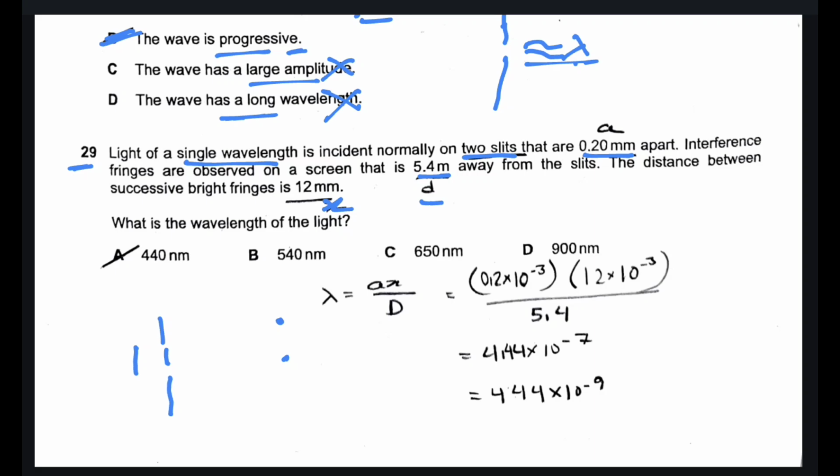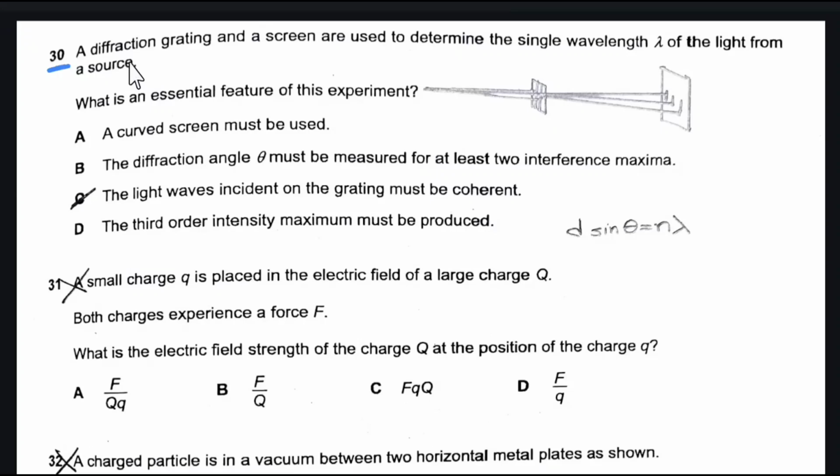So we know the value of x, the value of a, and the value of D. So we know the equation that lambda is equal to ax by D. So after substituting the values, we get lambda as 444 into 10 to the power -9. So the answer would be 440 nanometer, that is 440 into 10 to the power -9. So the answer is correct.